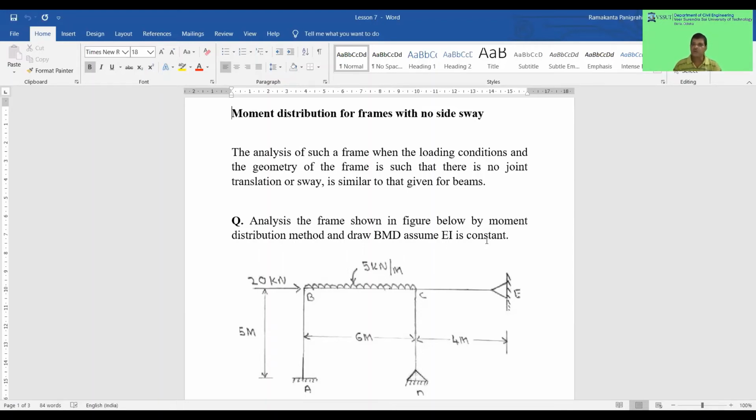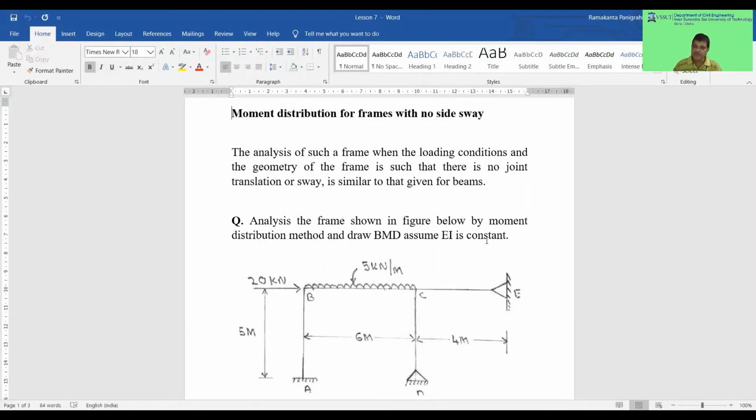There will be a lot of questions, a lot of variations in the support conditions, then moment of inertia, then sinking of supports. There may be no sinking, or all the supports may sink, or one support sinks. Accordingly, you have to put your basic or fundamental knowledge to solve the problems. Now, we'll go for the moment distribution method applied to frames.